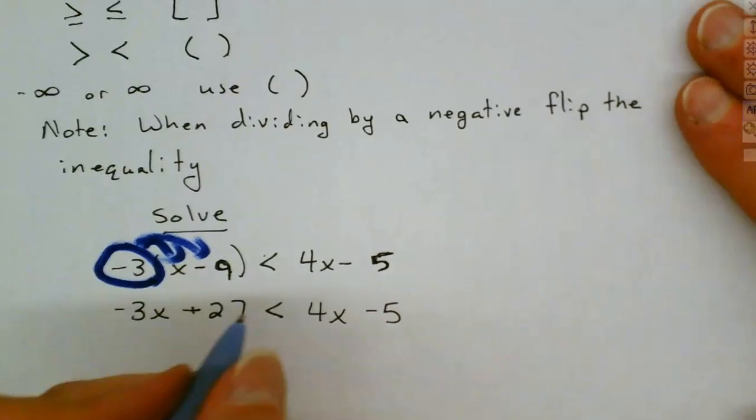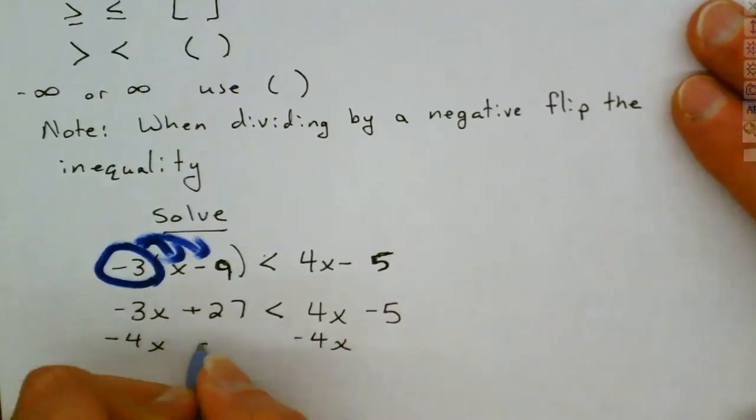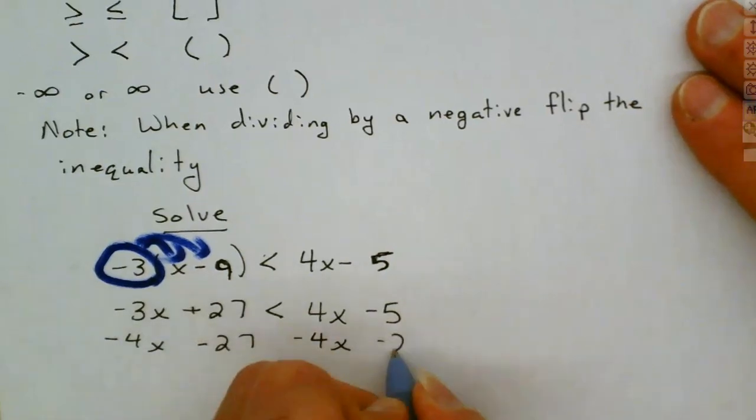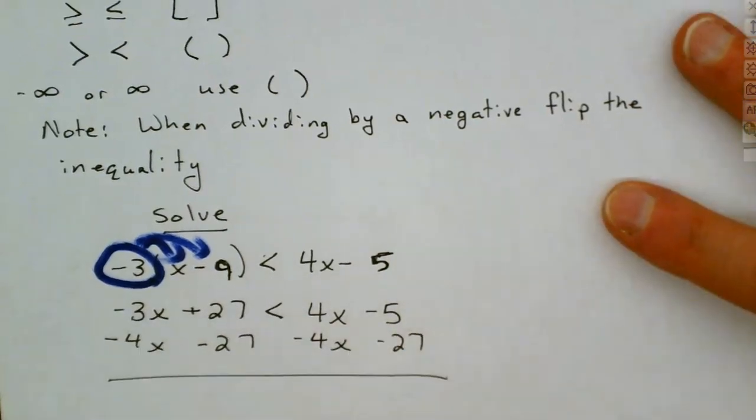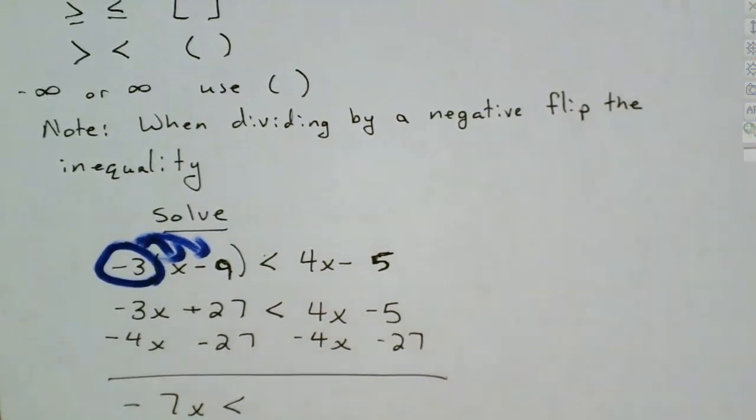Now we move things around, so I'm going to move that 4x over. And I'm also going to move that 27 over. 4 and 3 makes it a 7x, and it's negative, isn't it? And then we've got 27 and 5. That should make it a 32, isn't it? I always like to double check things, so I don't make a mistake. Yep, that's 32. And it's negative as well.